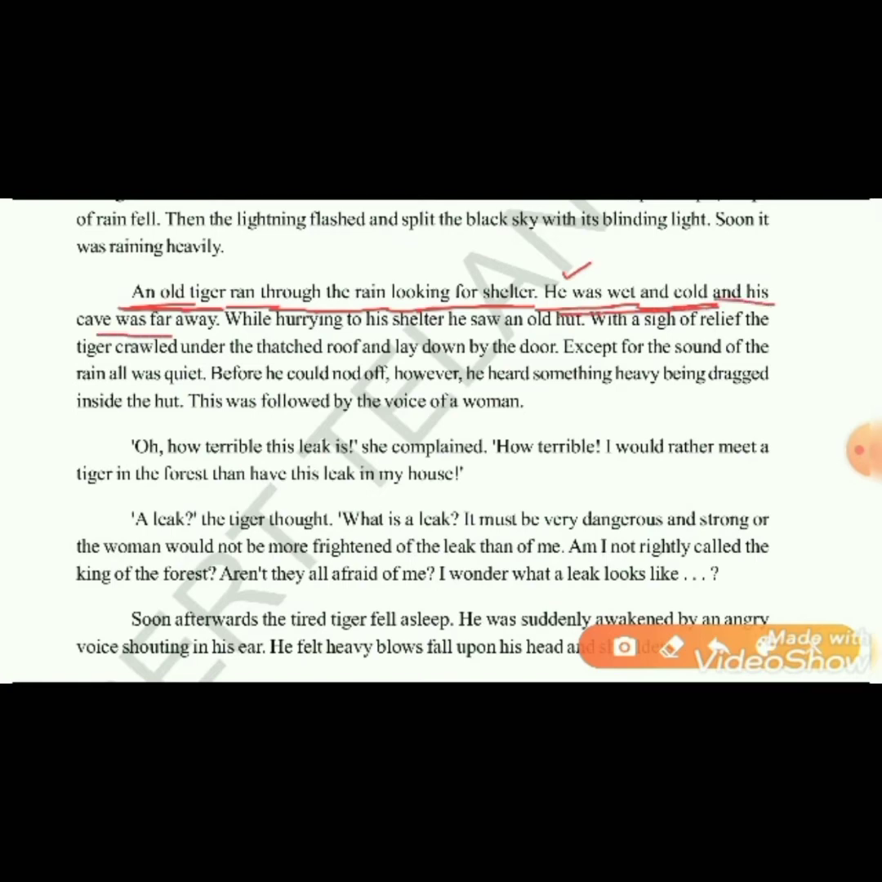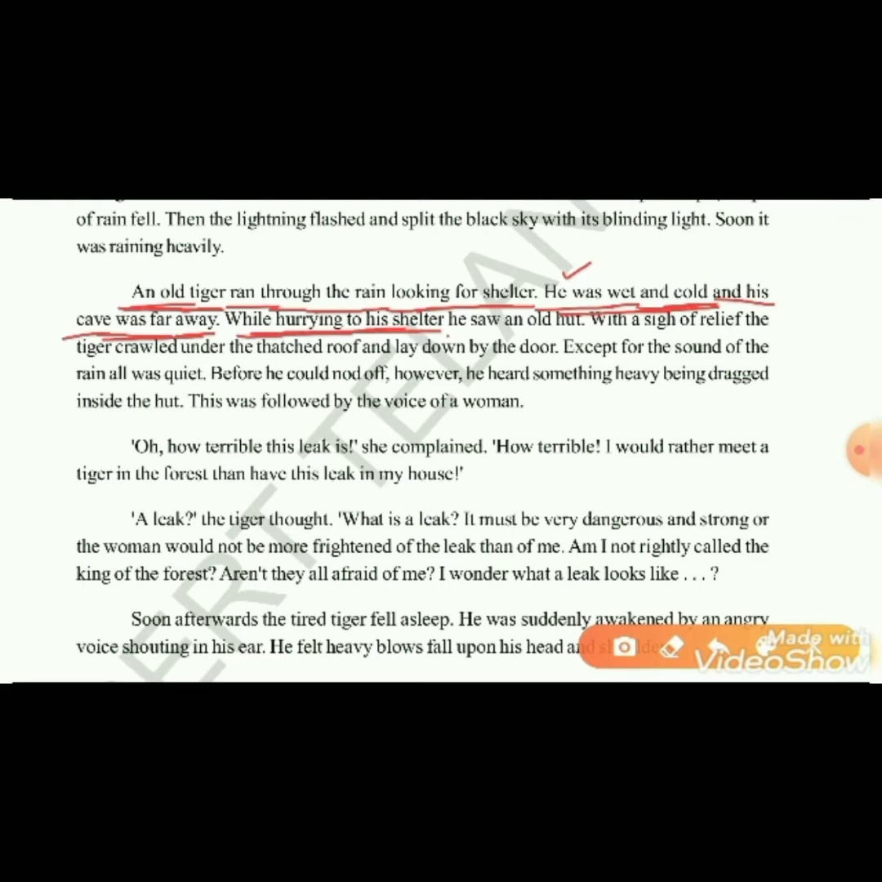And how is the tiger? It was wet. Wet means it was fully drenched in rain, and it was feeling very cold. The tiger was feeling very cold, and it was away from its house. While hurrying to his shelter, he saw an old hut. So as he was trying to return to his cave, which was very far away, suddenly he noticed something. While searching for his cave, what did the tiger notice? It noticed a hut.